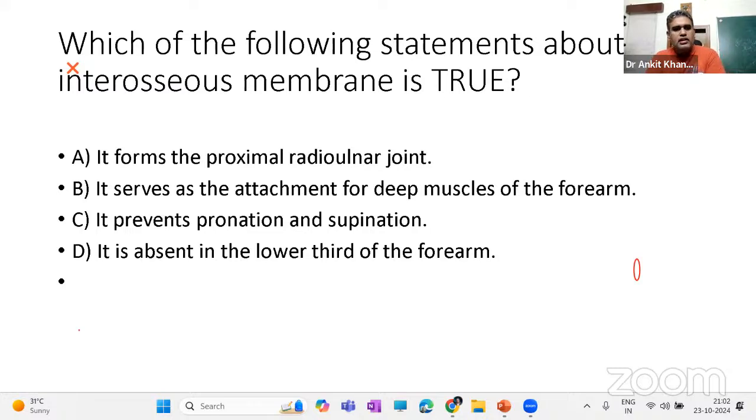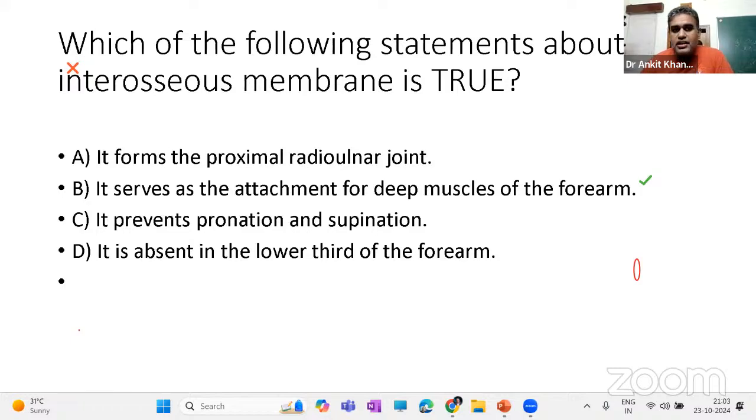I'll read the options for you guys. Option A is it forms a proximal radial joint. Option B is it serves as the attachment for deep muscles of the forearm. Option C is it prevents pronation and supination. Option D is it is absent in the lower third of the forearm. So which statement is true regarding interosseous membrane? Or in other words, try to rule out the wrong statements.